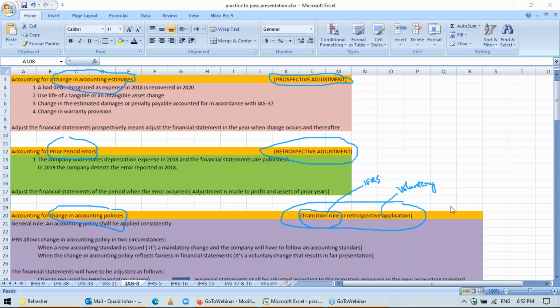So in case of voluntary change, you will be applying it retrospectively. Retrospective application means that the old policy was never there. You will apply the new policy in the way that the older policy was never there, that the new policy which is now going to be applied was always applicable. In that manner we will apply. It means we have to adjust the previous year's financial statements as well. That's why it's known as retrospective application.